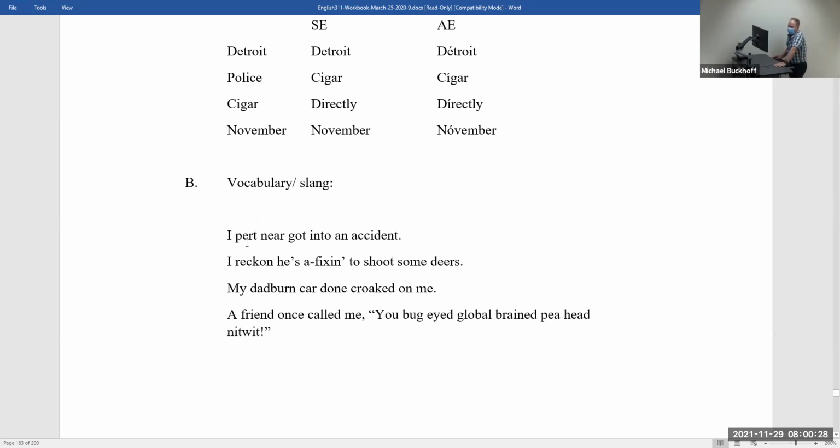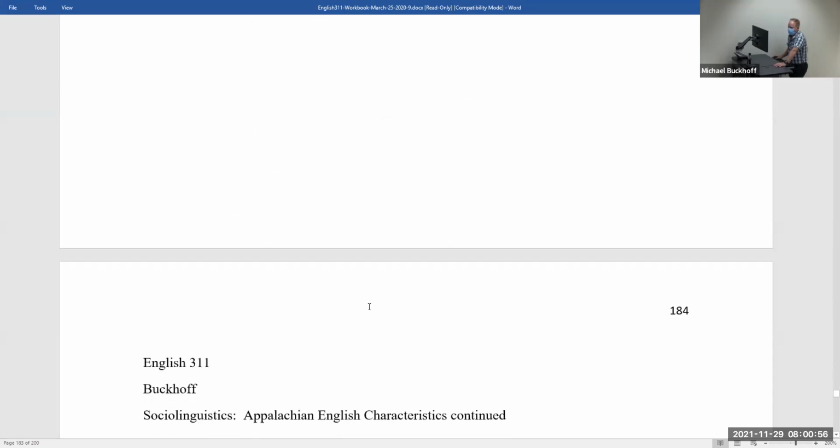So here's some vocabulary. I pert near got into an accident. I reckon he's a fixing to shoot some deers. My dad burn car done croaked on me. A friend once called me a bug-eyed global brain pea-headed nitwit. So you put a whole bunch of different names or adjectives in there, and the more in there, the merrier. And you have all these ways of insulting somebody if that's what you choose to do. So there's different vocabulary words in there.